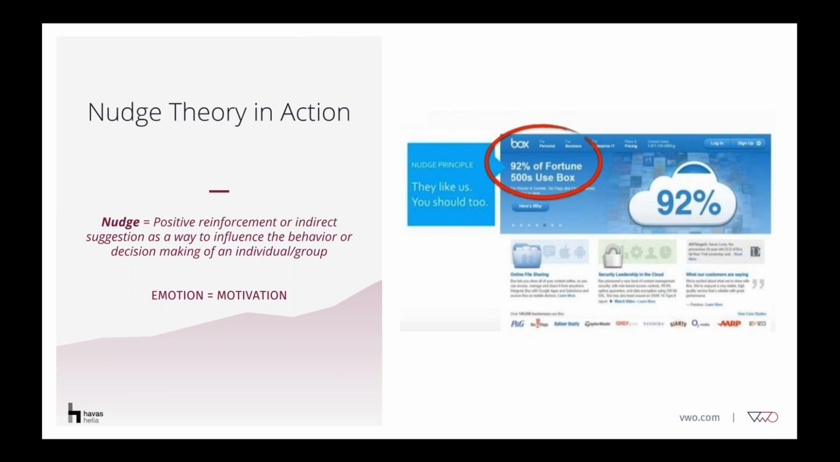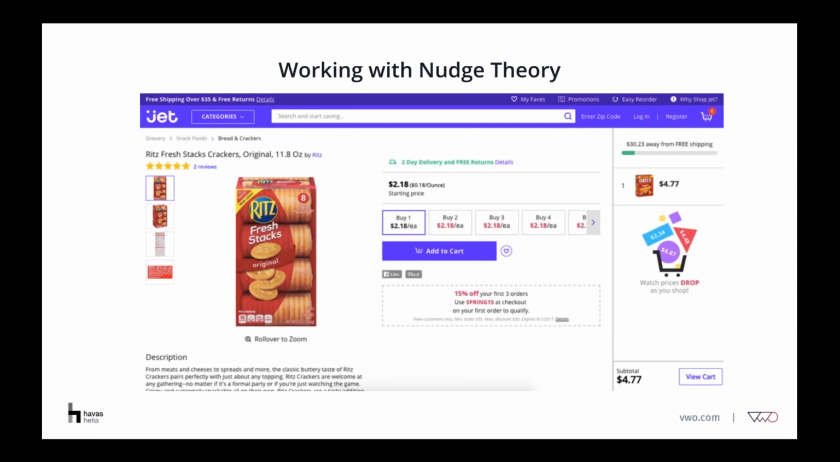Taking an example of the website Box, it says that 92% of Fortune 500 companies use Box. This encourages other businesses who admire those Fortune 500 companies to choose Box as a tool for themselves, as they think that those Fortune 500 companies, 92% of them, put in some thought and research in choosing Box. So this encourages herd behavior.